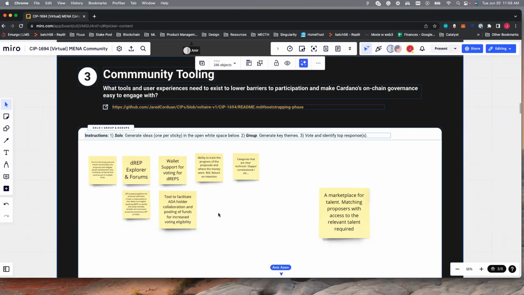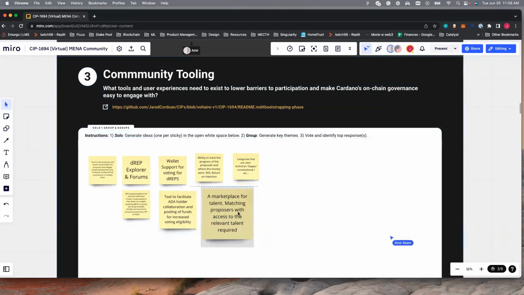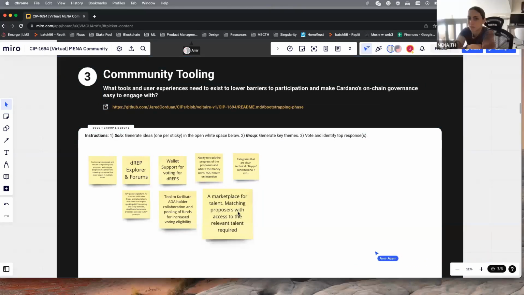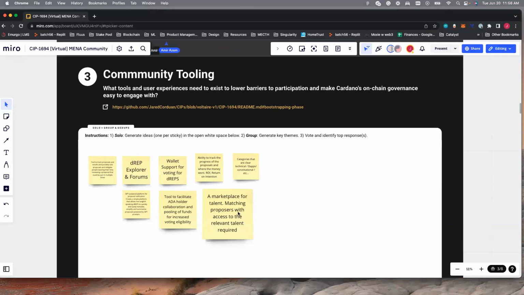I put a marketplace for talent, so whoever proposed can match these proposals with the talent that they need to deliver on the proposals. And you have a lot of people that are looking for jobs in the Web3 space, so it could be like a portal. And DREPs as well. Imagine if you match the proposer with the right DREP that will vote for your proposal.